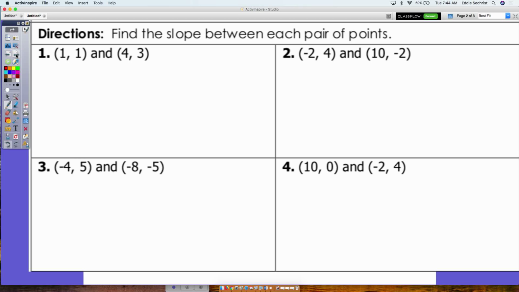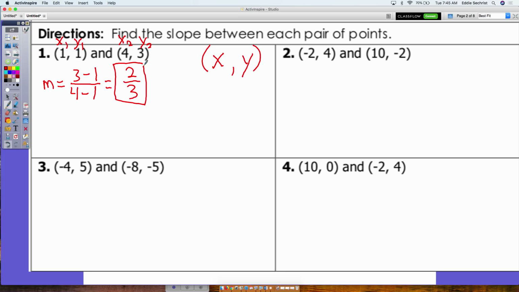So we're going to start with number 1 over here, and we're going to do m equals. One of my key things that I would like everybody to do is to label your two ordered pairs. I'm going to label this x1, y1, x2, y2. Please remember that ordered pairs are an x and a y, just like that. So I'm going to take the y2, which is my 3, and I'm going to subtract my y1, which is 1. And then on the bottom, I'm going to take my x2, which is 4, and I'm going to minus my x1, which is 1. And you should just simplify this. On the top, 3 minus 1 is 2, and 4 minus 1 is 3. And that fraction is simplified all the way.